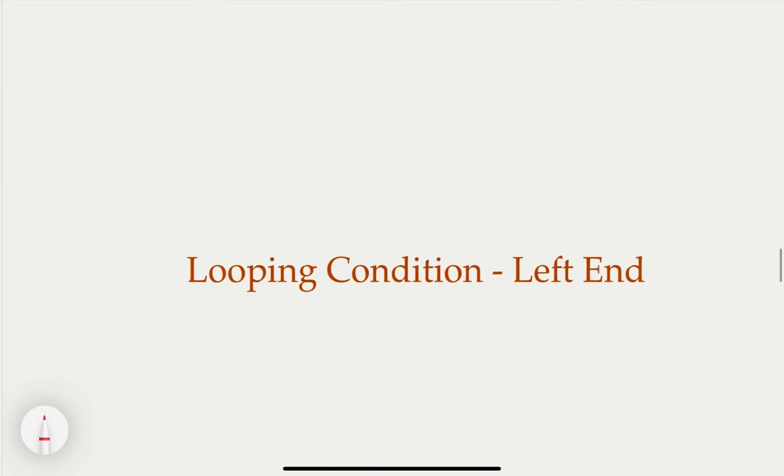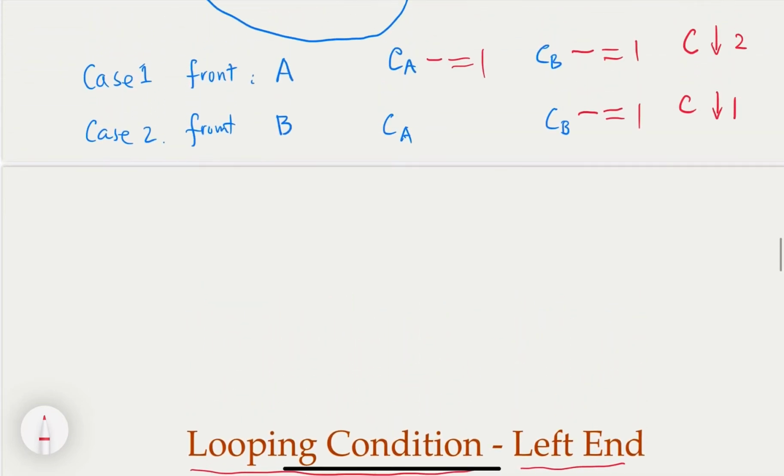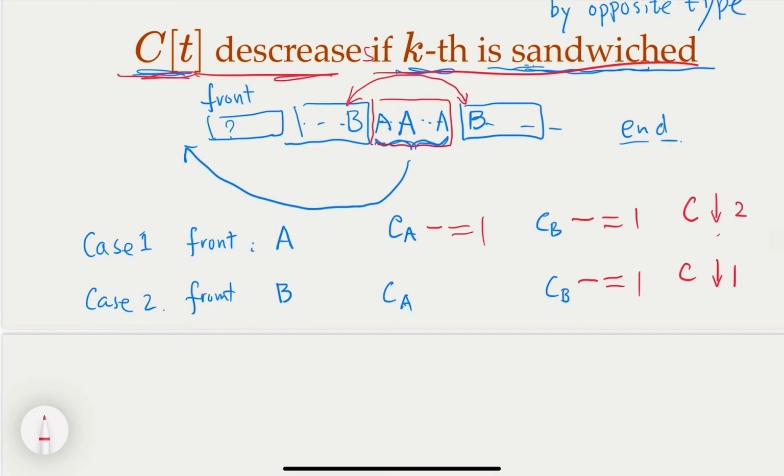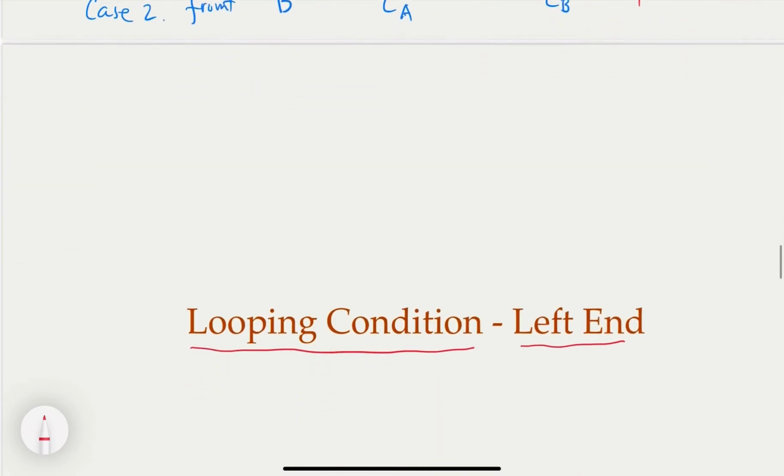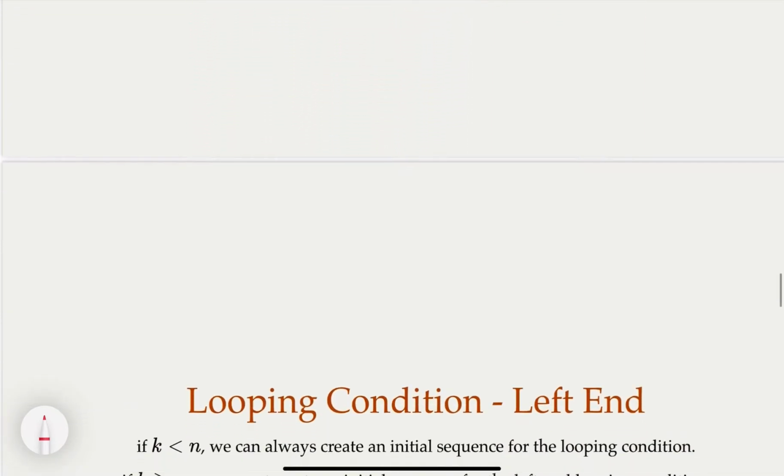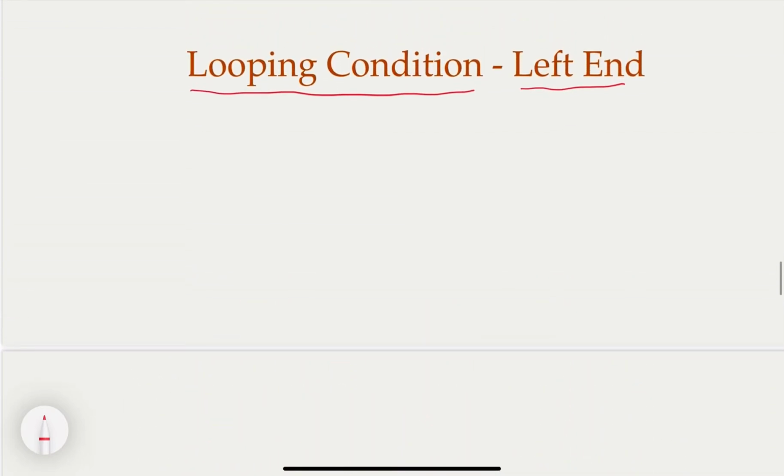Then the looping condition can only happen when the case position is at the end, because if not, it always decreases. So we try to see when it will loop forever. The case position is either at the front or at the end. That's what we learn. That's good. So let's look at both cases. Looping condition on the left hand side. So imagine I have a sequence here.